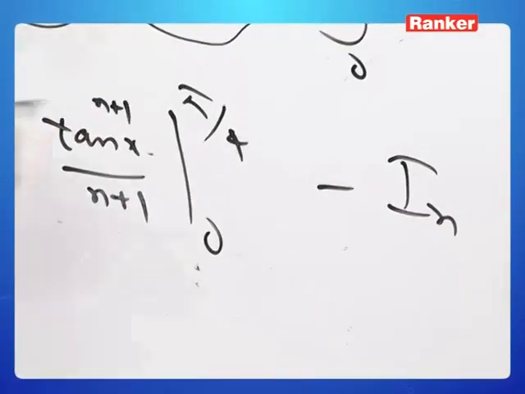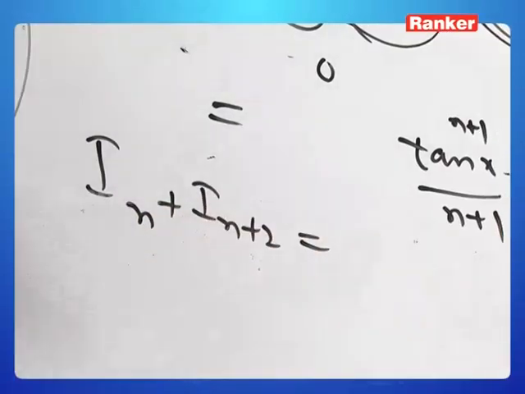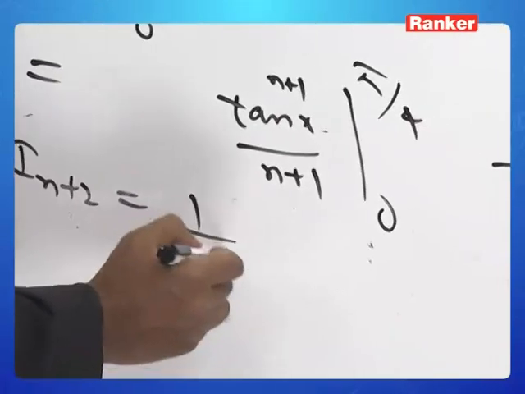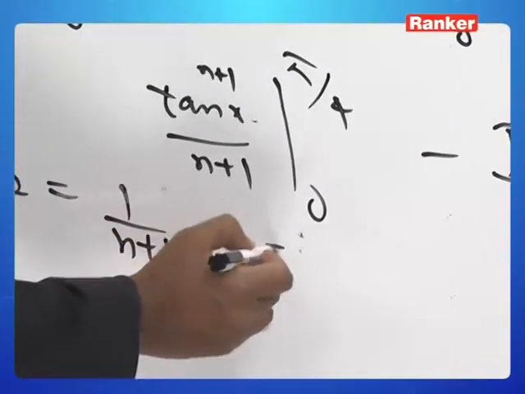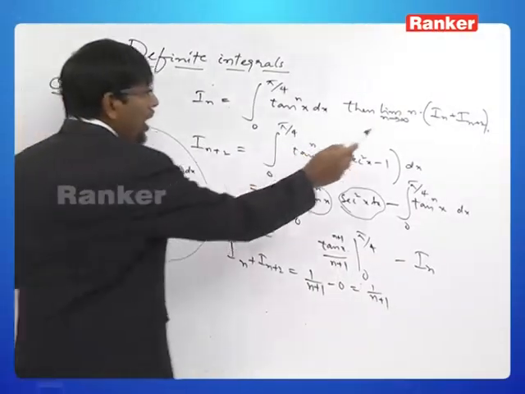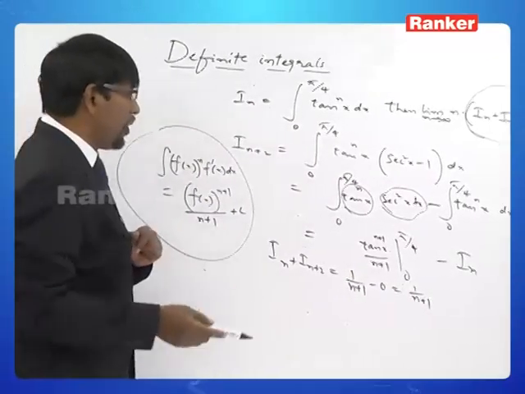So, applying that, we can transpose this to this side, and we have I n plus 2 is equal to, now what is it? When I apply the upper limit, we get 1 by n plus 1, and the lower limit is anyway 0. So, 1 by n plus 1 minus 0, it is 1 by n plus 1. So, this I n plus 2 part is turning out to be 1 by n plus 1.